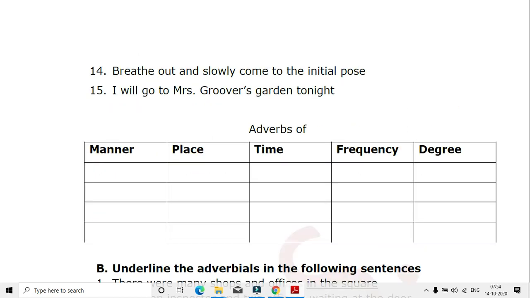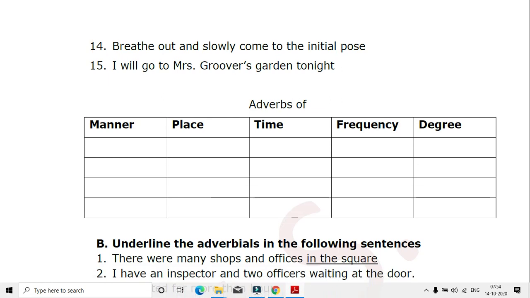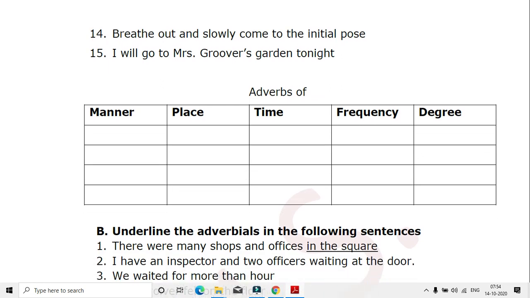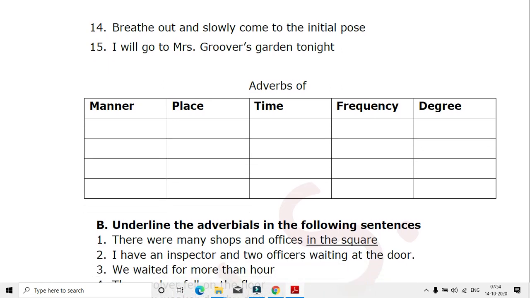Breathe out and slowly come to the initial position. I will go to Mrs. Groover's garden tonight. So this is your table where you have adverbs of manner. If you find an adverb and it's an adverb of manner, just add it to the table. Keep on adding. It's not per sentence. As you get a word, you pick a word, underline it over there and then add it in this table.